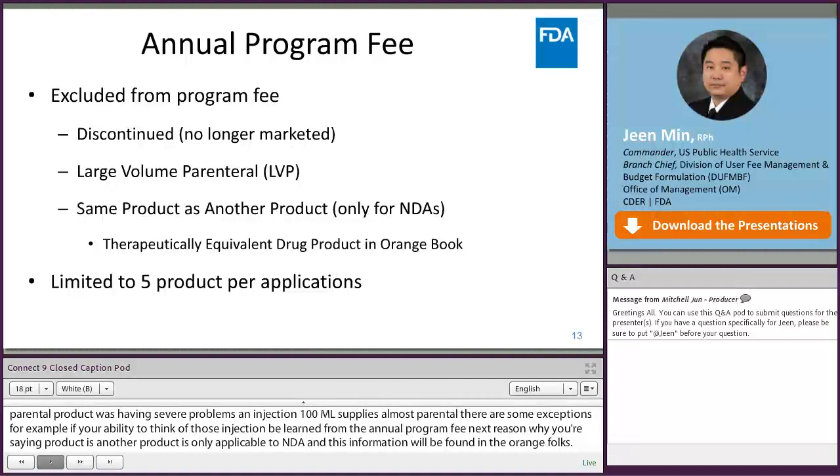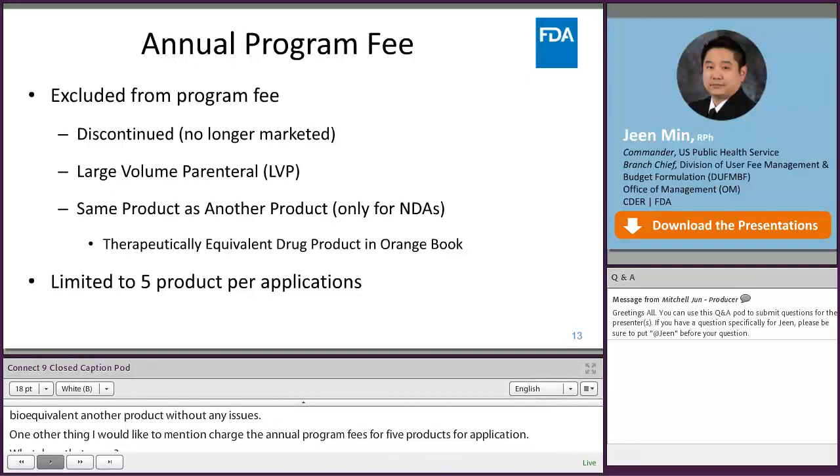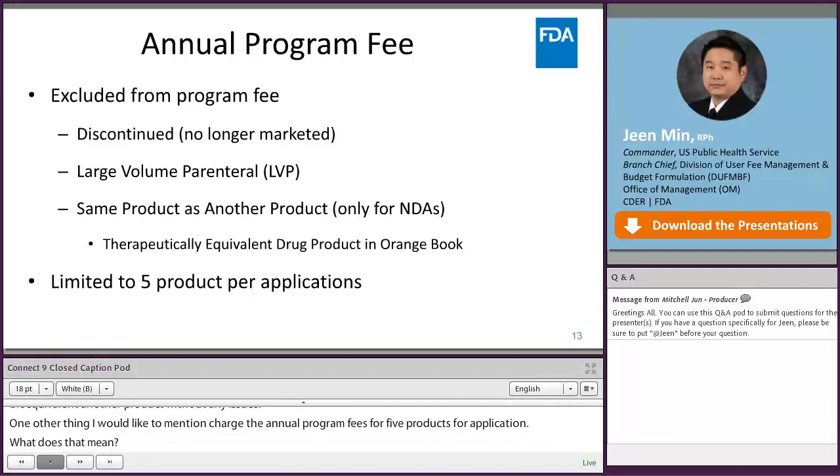One other thing I would like to mention, we only charge the annual program fees for 5 products per application. What does that mean? Basically, if you had 8 eligible strengths within the application, a firm would only be charged for 5 program fees.